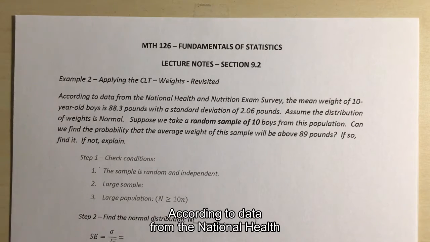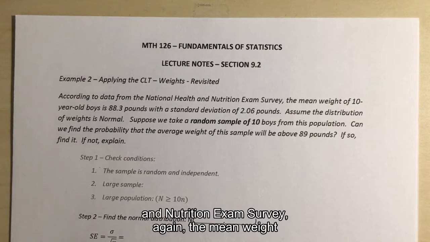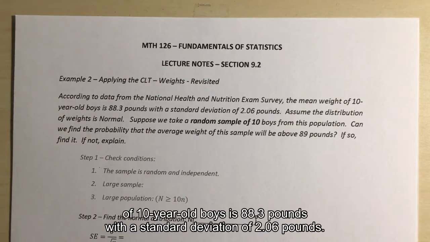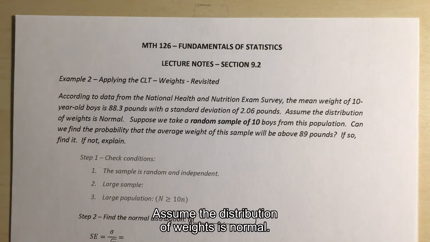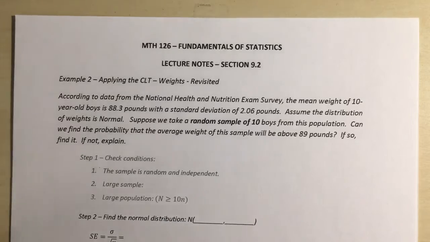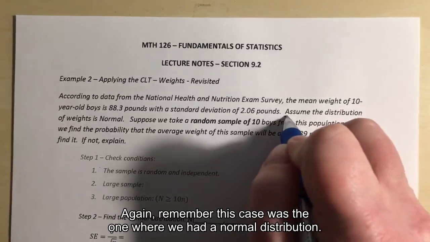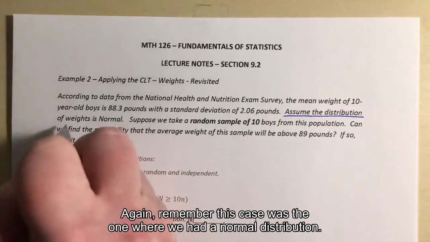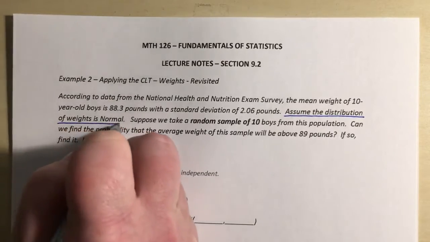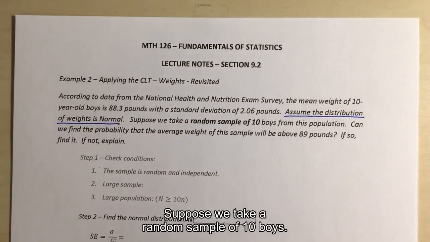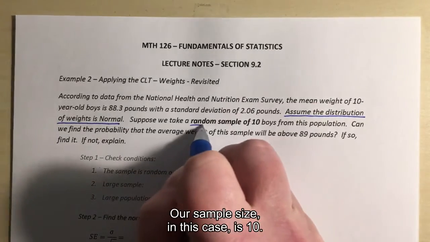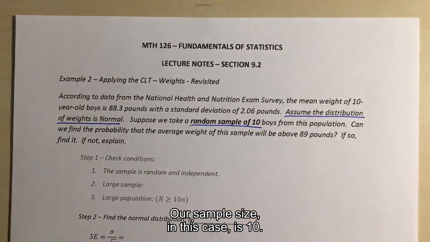According to data from the National Health and Nutrition Exam Survey, again, the mean weight of 10-year-old boys is 88.3 pounds with a standard deviation of 2.06 pounds. Assume the distribution of weights is normal. So again, remember this case was the one where we had a normal distribution. Suppose we take a random sample of 10 boys. So our sample size in this case is 10.